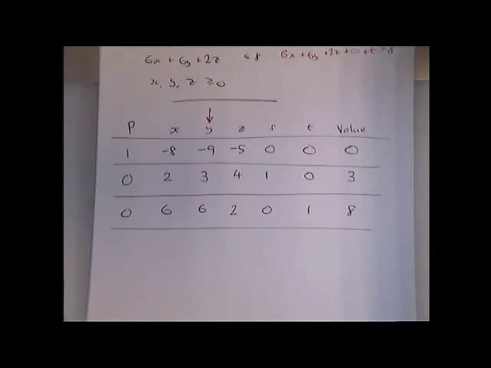Now I've identified my pivotal column, I need to find my pivotal row. So I've got to do some calculations. Can anybody remember what calculations I do now to find my pivotal row? This is where I do those theta values. Can you remember what they are?